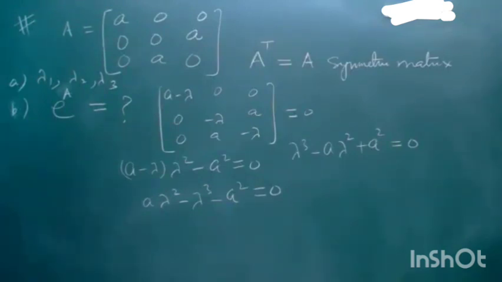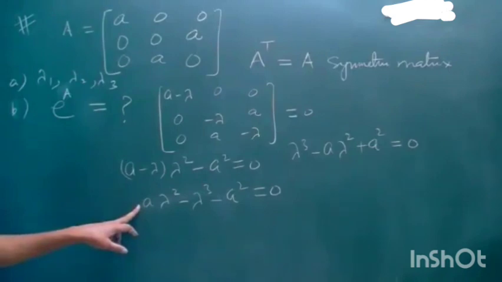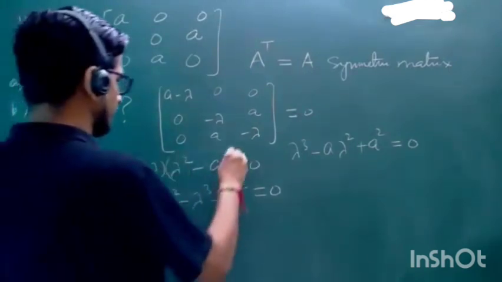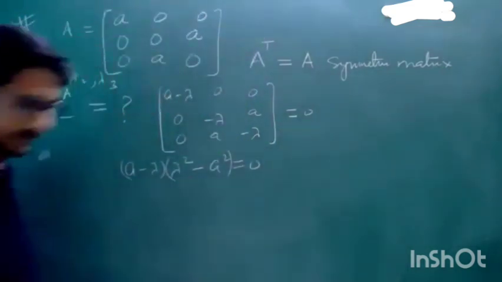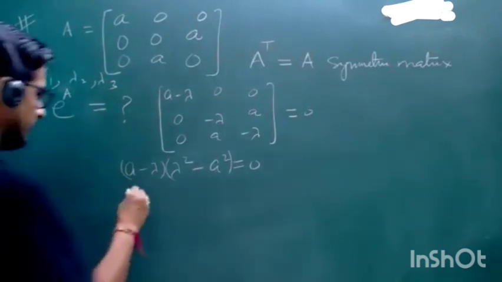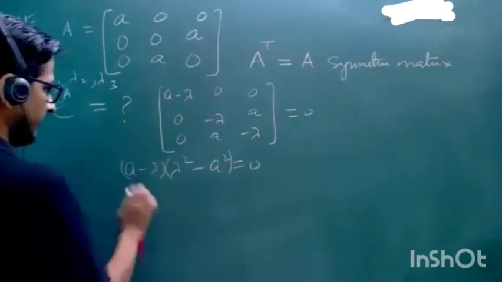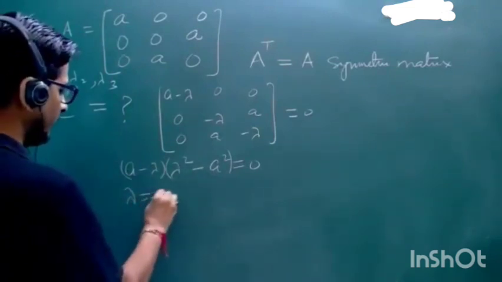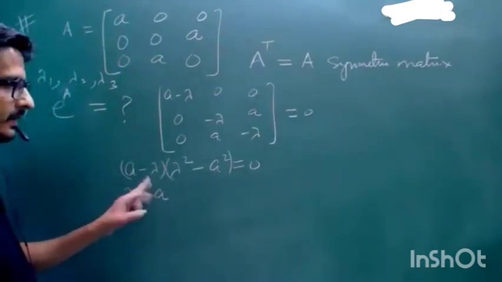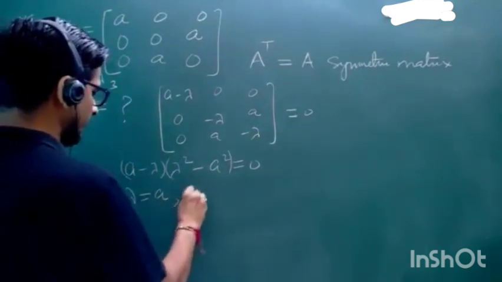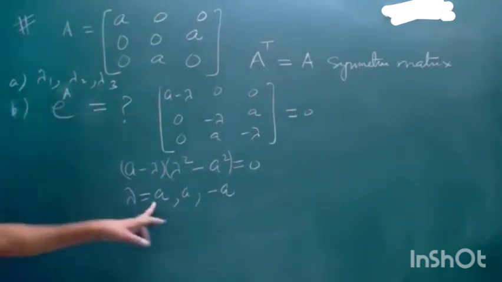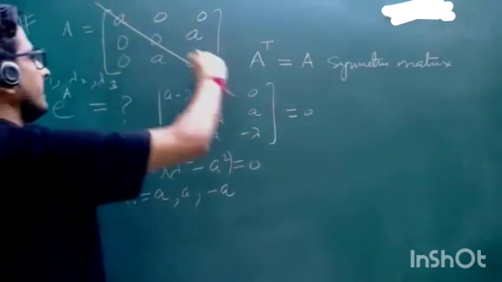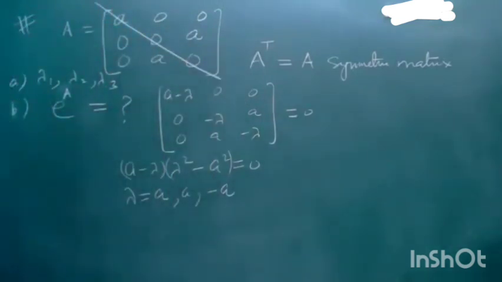Lambda square minus a square will be in brackets, no? Yes, sir. Simple mistake. Because of the mistake the equation will not be solved. So it will become a. First of all, the product of these two is 0, so one lambda is equal to a. The second one is also a, and one is minus a. So this question is done and the sum should be a. Okay, it is correct.